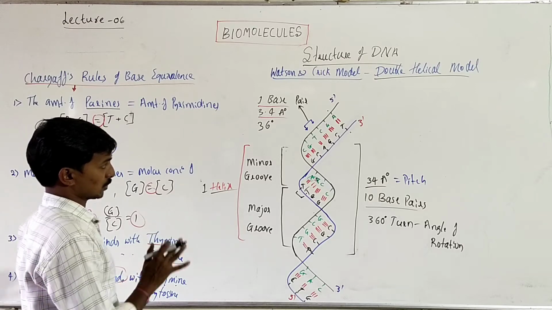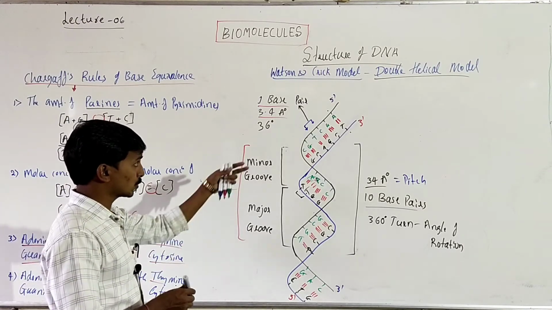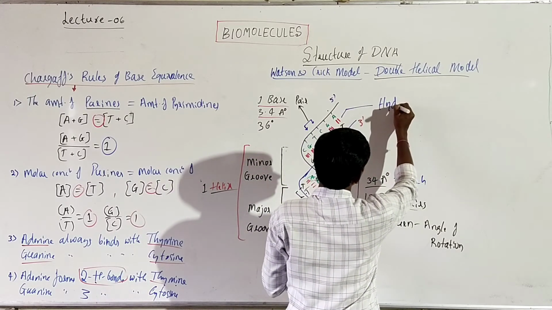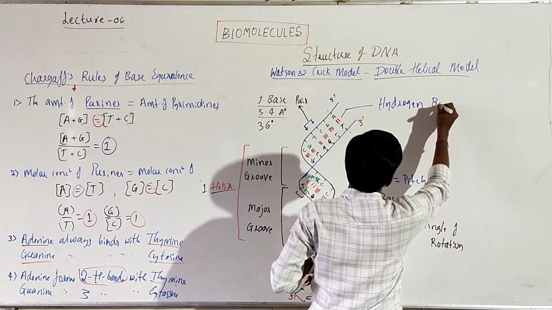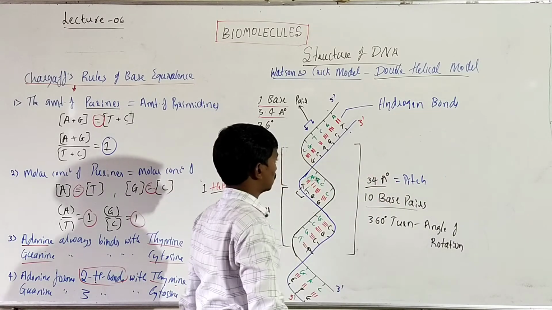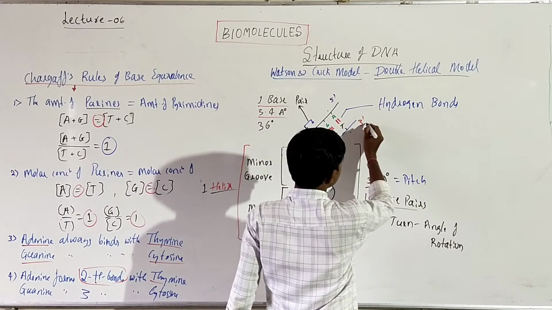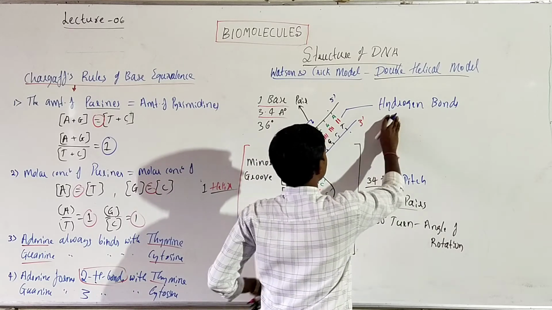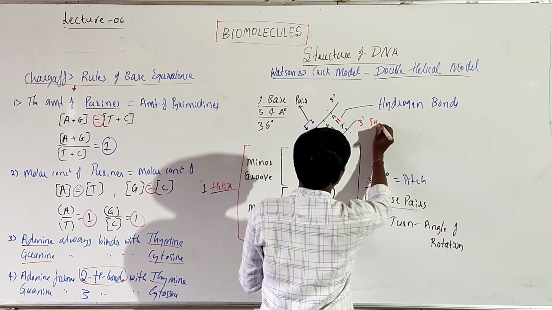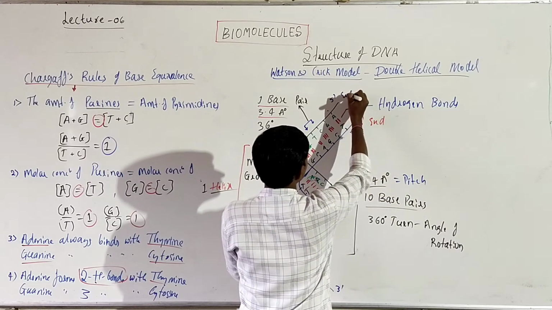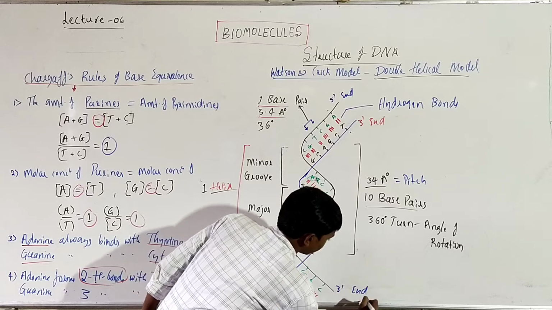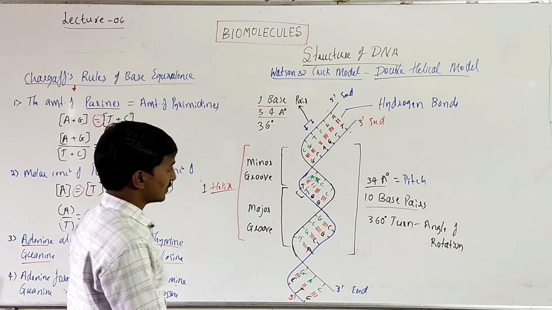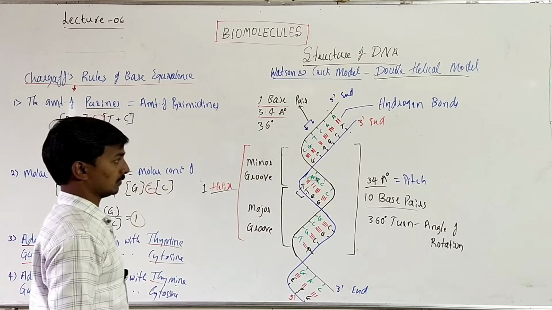Okay, this is the brief structure of our DNA. And here we should also mention that these are the hydrogen bonds. Then we should also mention the 3' end. We'll just write here 3' and 5' and here also 3' and similarly here 5' end. Okay, this is our main structure of DNA.